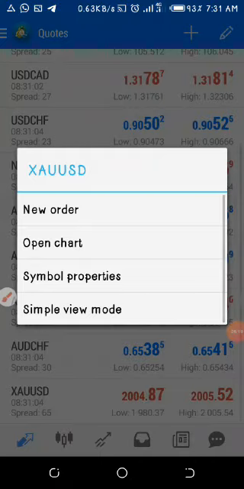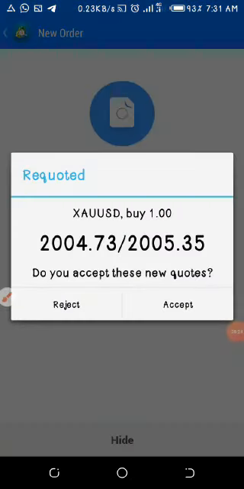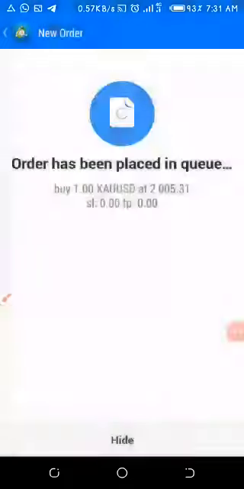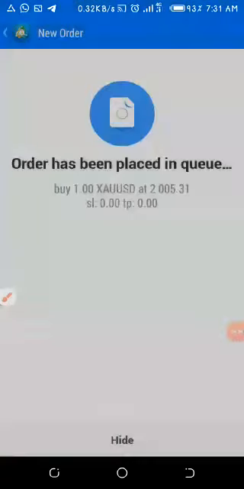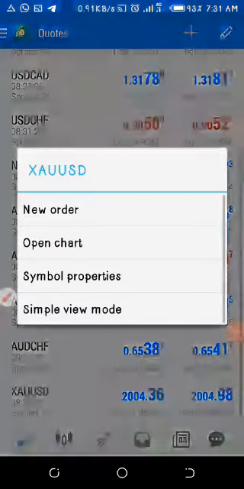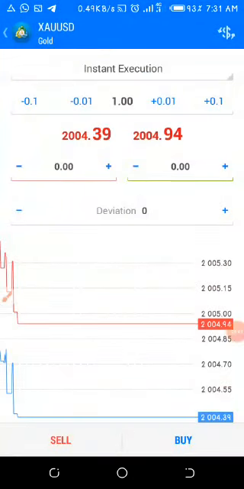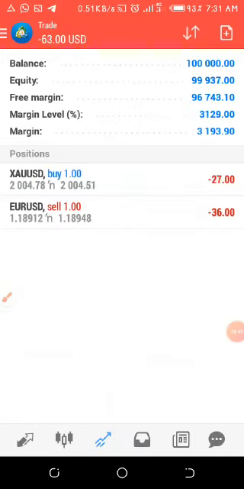So new order. Let's buy gold. This is buy. Do you accept this new code? Accept. Let's buy. Yes, I do now. Stop disturbing me. Let me buy again. I accept the code, my sir. Good. Okay, now let's see. So this is basically it.